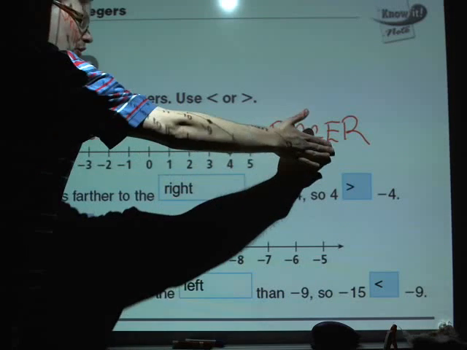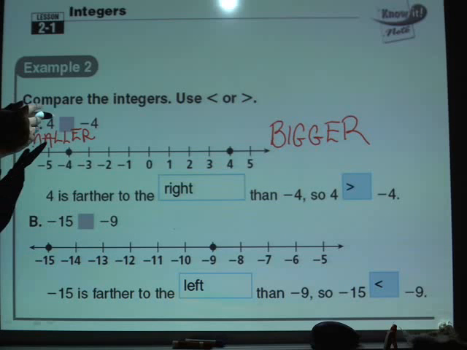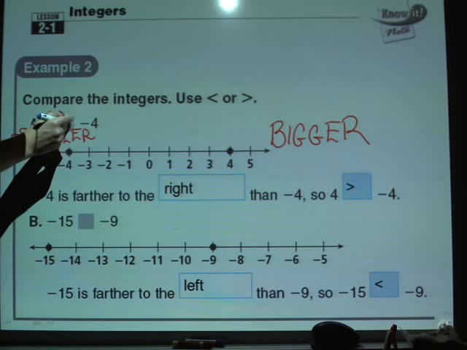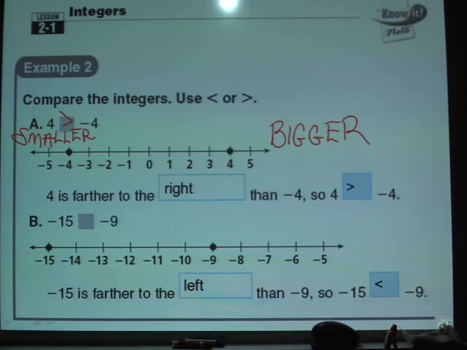And indeed, it's further off to the right on the number line. So we're going to say here that 4 is bigger than -4. Now when I'm comparing -15 and -9, I'm actually comparing two negatives, so now I might have to think about this. But again, we know that the number that's further to the right on the number line is always bigger.